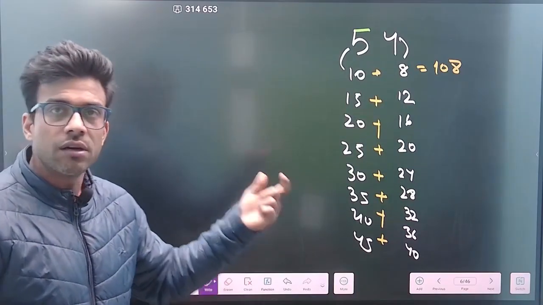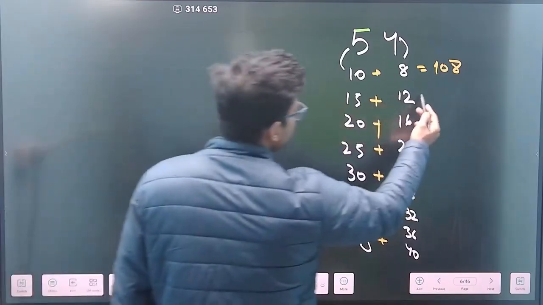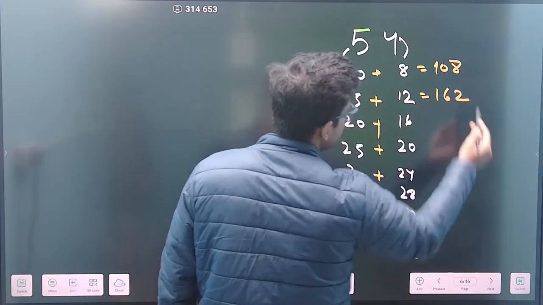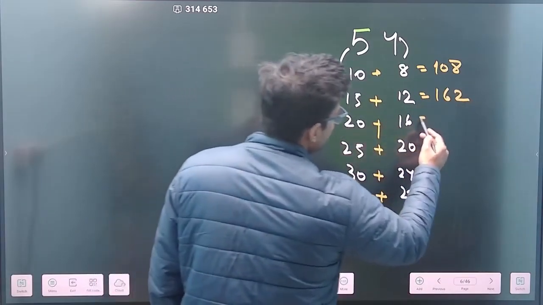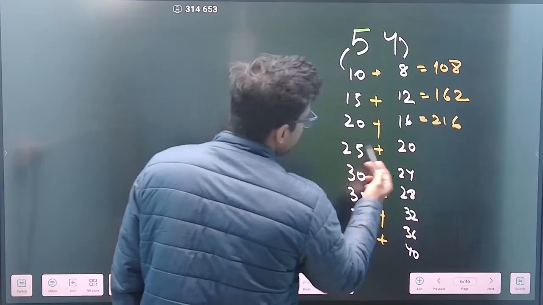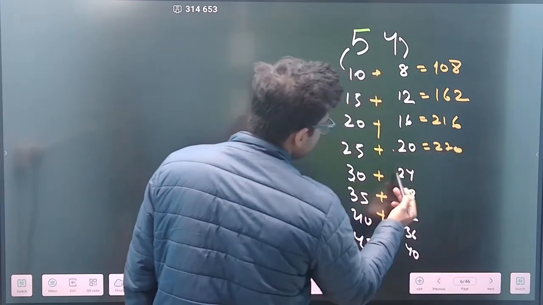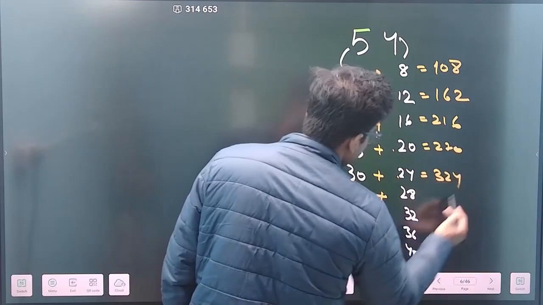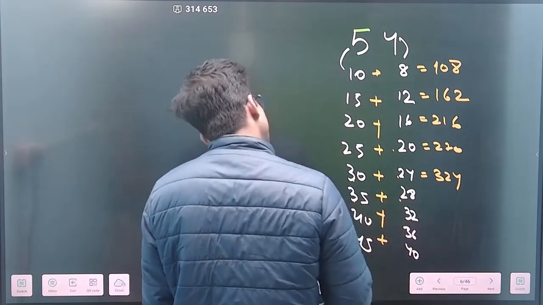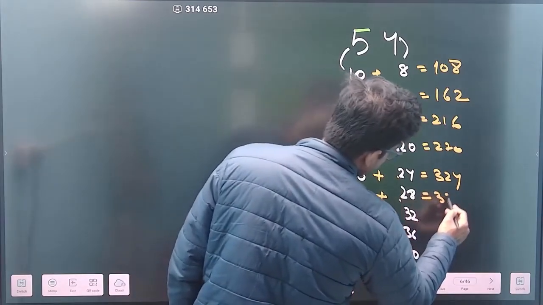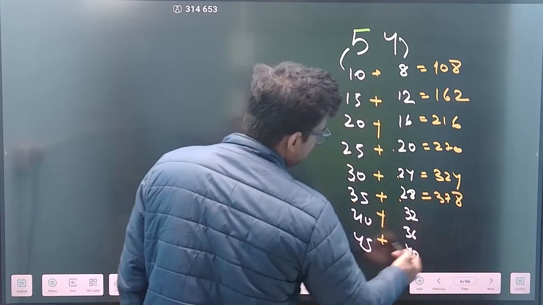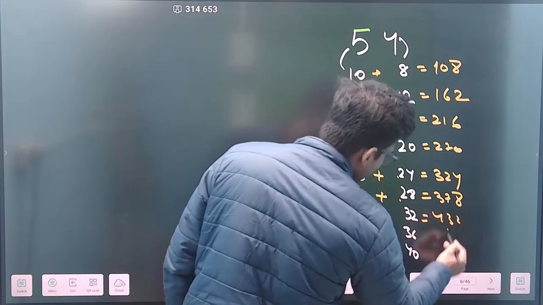Addition is also a way which I taught you. 15 plus 1 is 16. This is 162. 20 plus 1 is 21. This is 216. 25 plus 2 is 27. This is 270. This is 30 plus 2 is 32. This is 324. This is 35 plus 2, 37, 378. This is like 40 plus 3, 43, and so on and so forth.